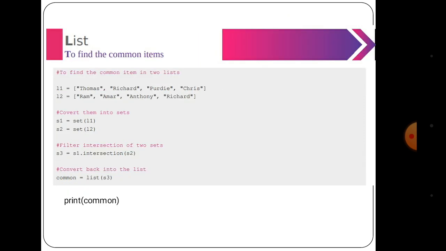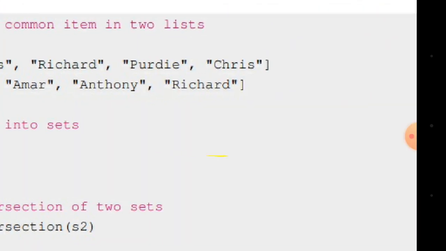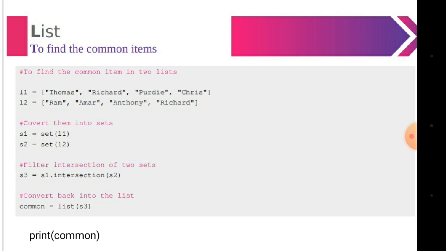Okay. Now, to find the common items. How do we find the common item? This is a new concept for you. Just go through it. If you do not understand it, I will tell you. To find the common items in two lists, we have to consider the two lists. Here I have already taken them. Convert them into sets. So to find common items, we have to convert the list into a set. Set is a new concept to you.